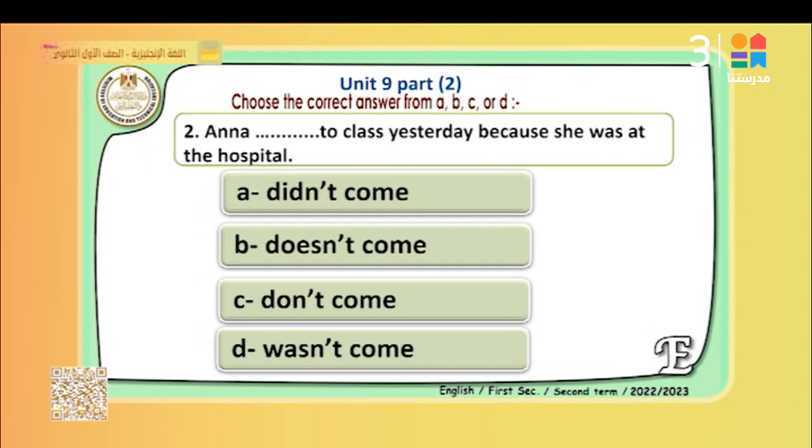Question number 2. Anna to the class yesterday. Again, here we have the key word yesterday. So Anna to the class yesterday because she was at the hospital. So here again, we use the past simple tense. We will say Anna didn't come, doesn't come, don't come, or wasn't come. Of course, we will say Anna didn't come to school, or Anna didn't come to the class yesterday.